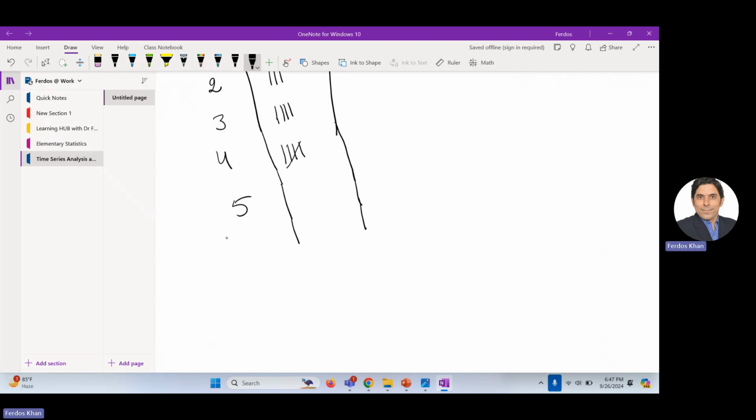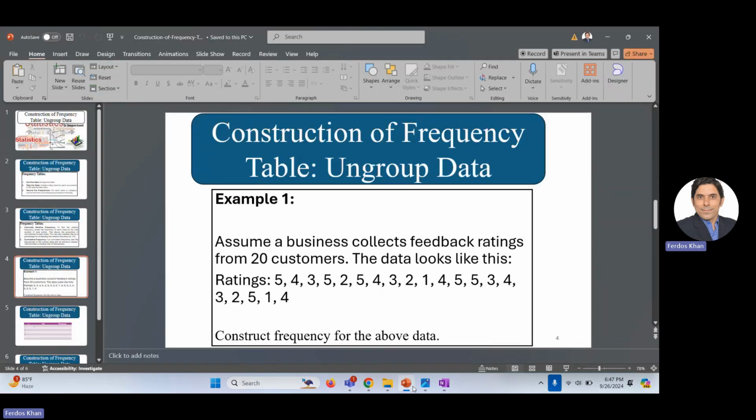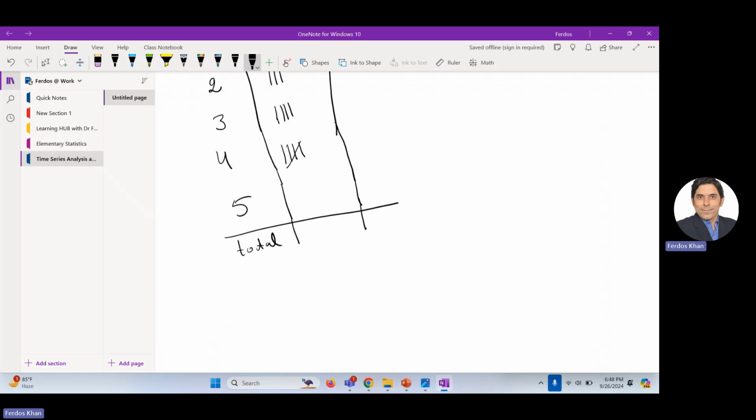You can do like this, and here you can write total. Just count the number 5 in the data set. You can see that 1, 2, 3, 4, 5, and 6 times. Remember that if you see 5 the first time, you need to draw this 1, and if you see 5 the second time, second, and then you see the third time, and then the fourth time, and fifth, and then the sixth one.